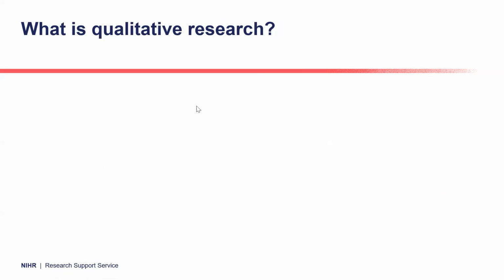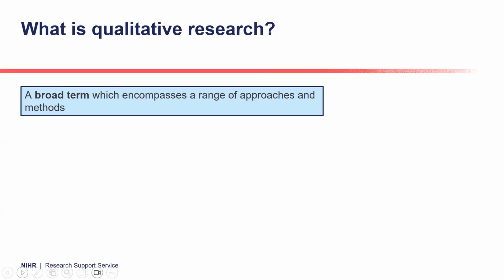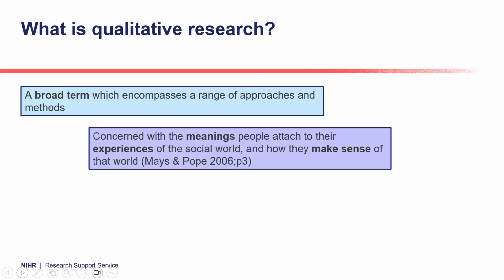So what is qualitative research? It's a broad term which encompasses a range of approaches and methods. It originated from different disciplines, sociology, anthropology, but has been widely used in health and social care research. And qualitative research methods can help us answer questions that aim to understand our experiences and the meanings that we attach to our experiences and how we make sense of our experiences in the social world.